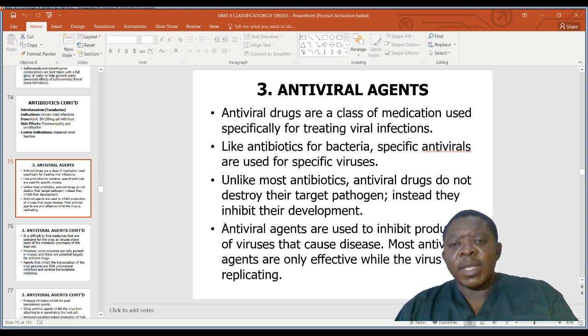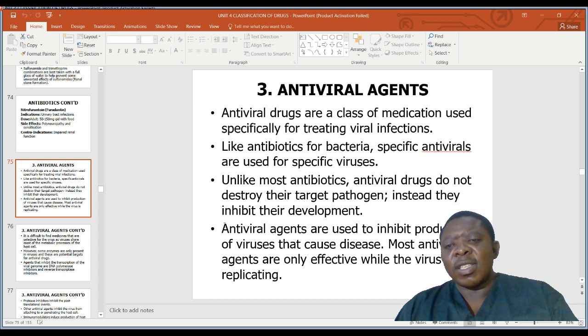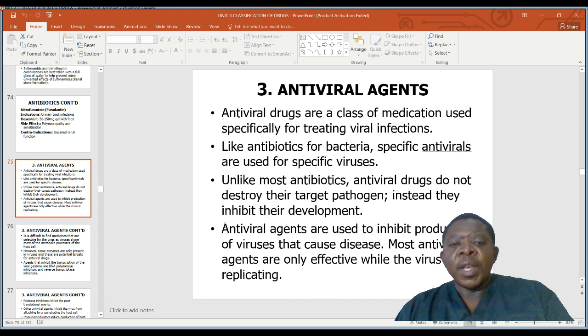Like most antibiotics, antiviral drugs do not destroy their target pathogen. Instead, they inhibit its development. So most antiviral drugs inhibit the development or multiplication of the virus, whilst with antibiotics we talk about bacteriostatic and bactericidal. Antiviral agents interfere with viral multiplication, and are used to inhibit the production of viruses that cause a disease.